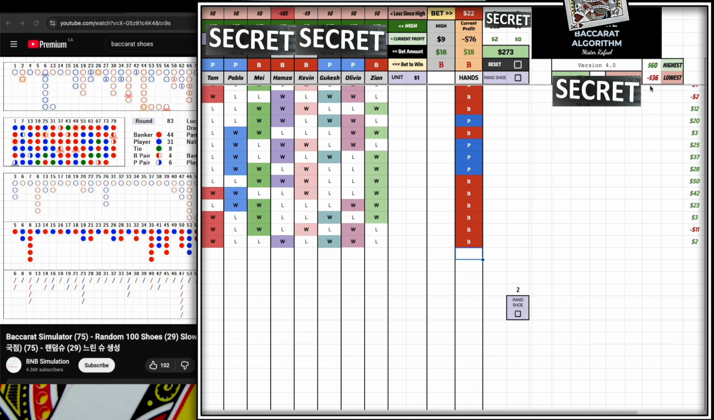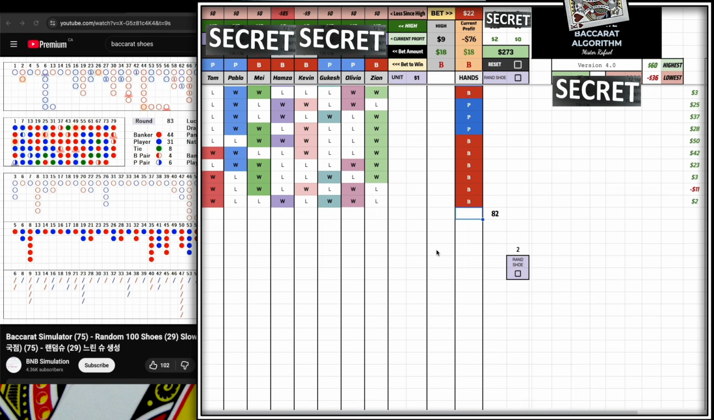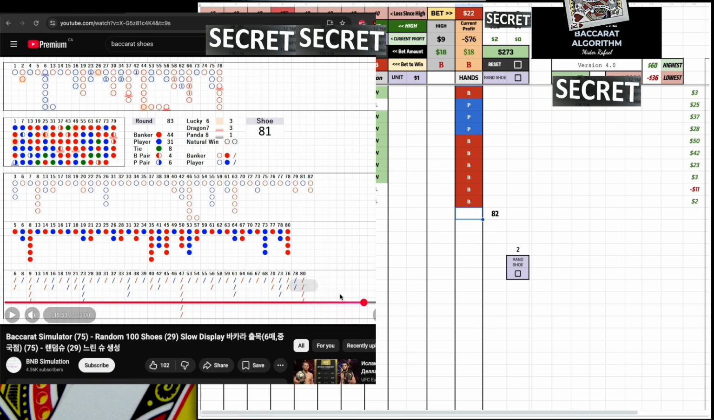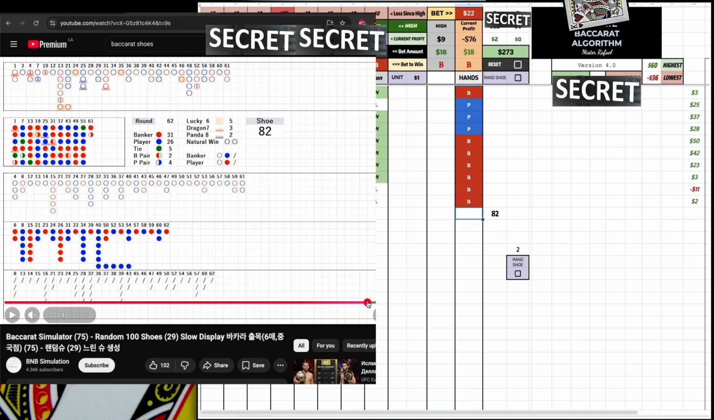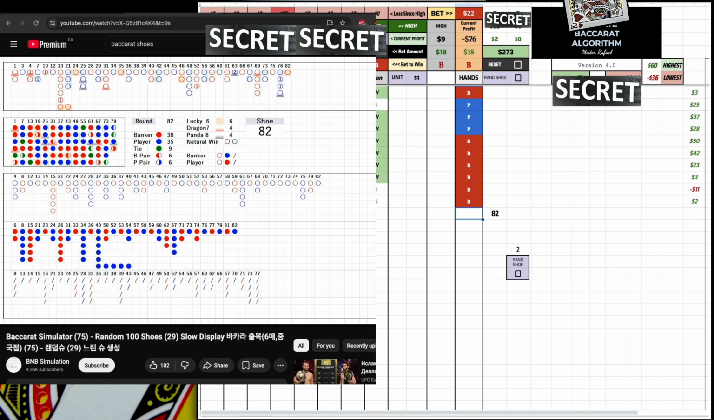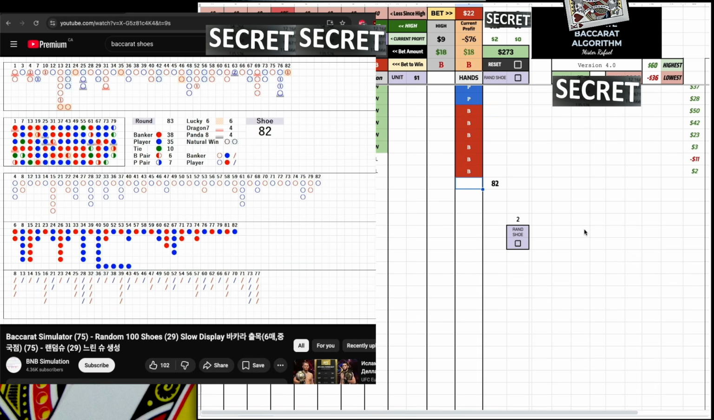Okay, shoe 81, highest profit was $60. Biggest drawdown, minus 36. $2 in profit right now. Next bet is $22 on banker. All right, let's go. Let's move quickly here. Trying to get all 100 shoes done for you guys. Shoe 82, here we go.